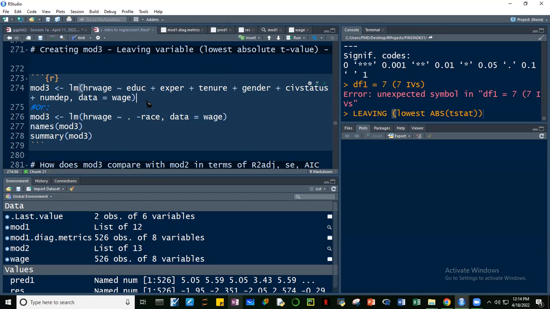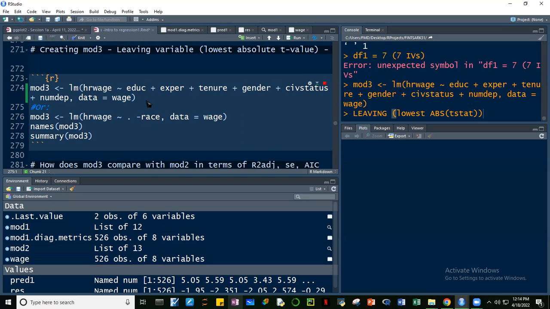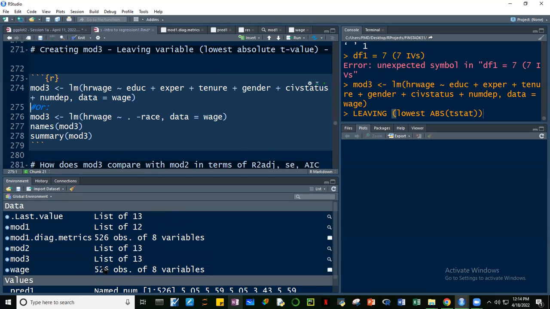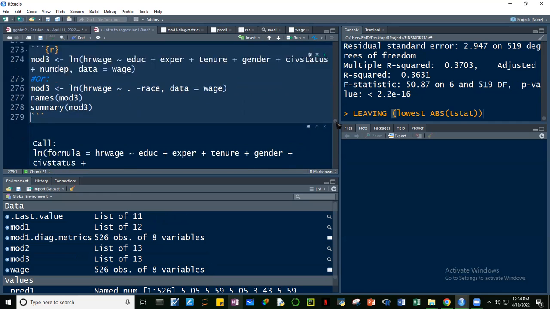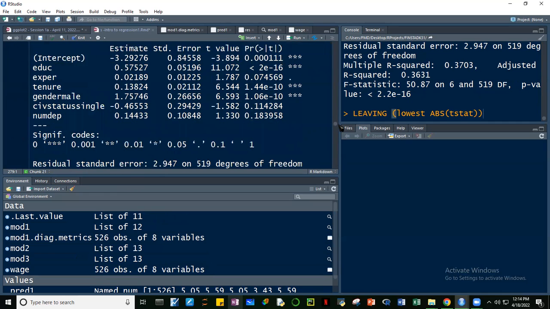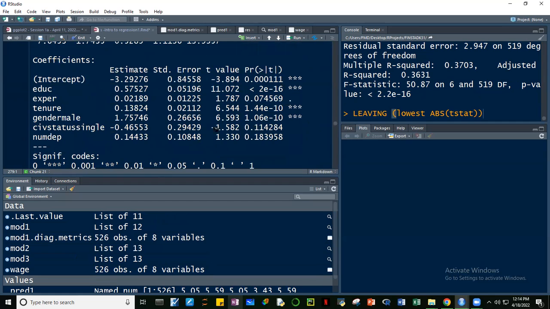Okay, let's run this. Okay, so may model 3 na tayo. No? It's also a list of 13 objects. Summary natin. Okay, so we now have our output. Yan. Okay. So si education and then experience is still significant at 10%. Tenure, gender, okay, civil status, number of dependents. Okay, hindi sila significant yung dalawang to.